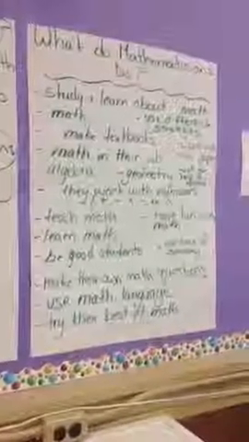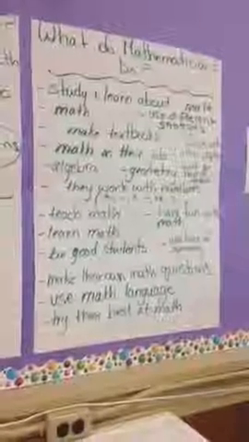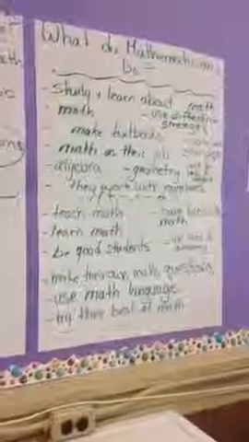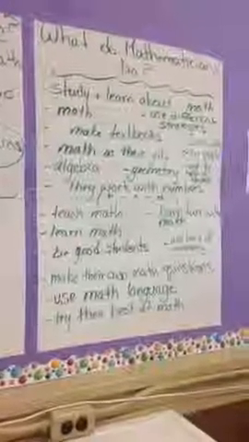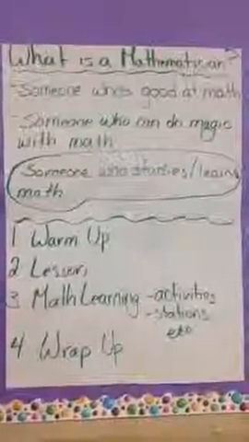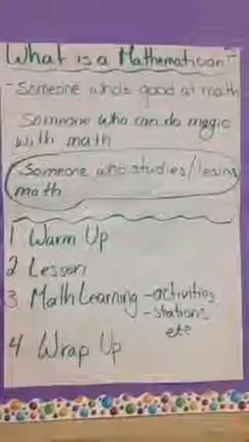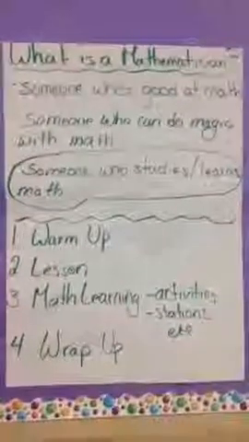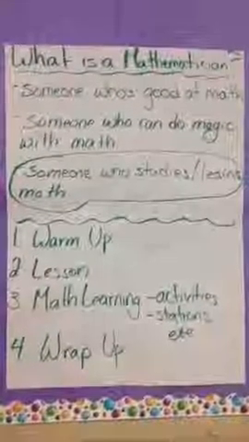They didn't really know, but they said someone who's good at math, someone who can do magic with math, and someone who studies and learns math. So we're focusing more on mathematicians being someone who studies and learns math, because that's what we would be. And we had quite a talk about how we can all be mathematicians.